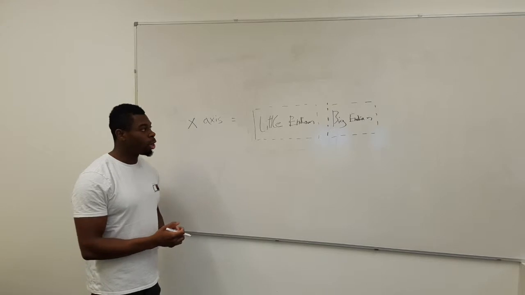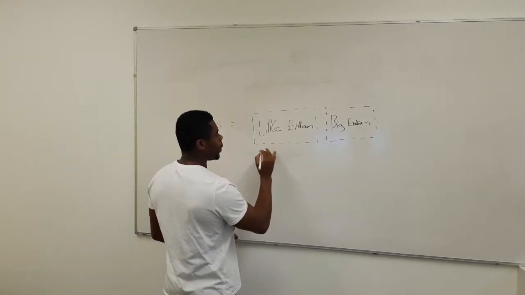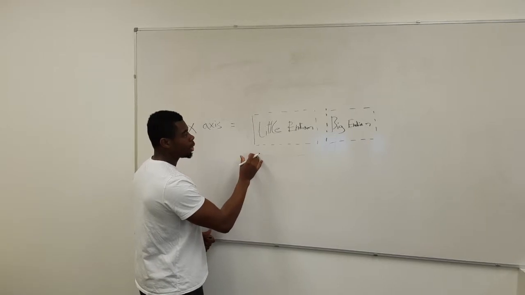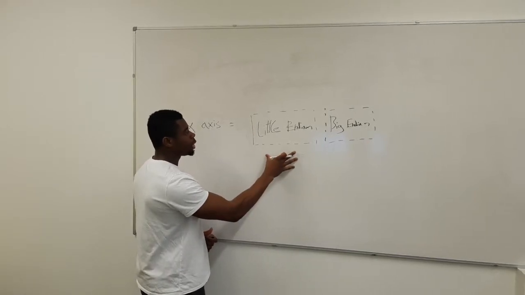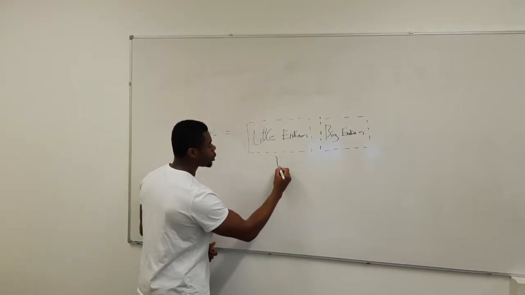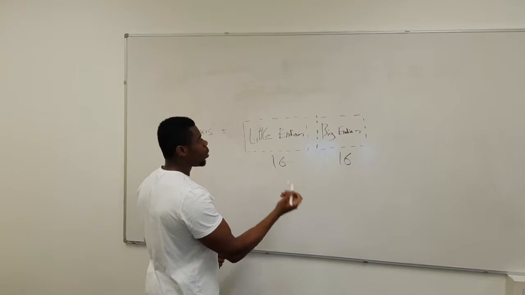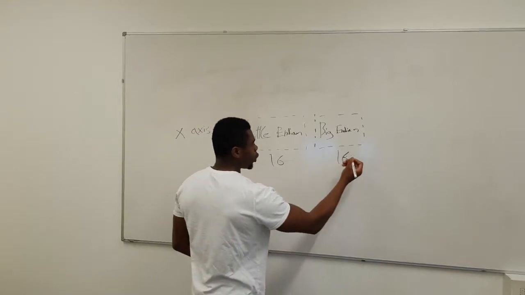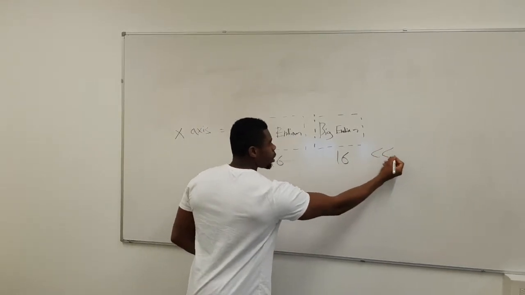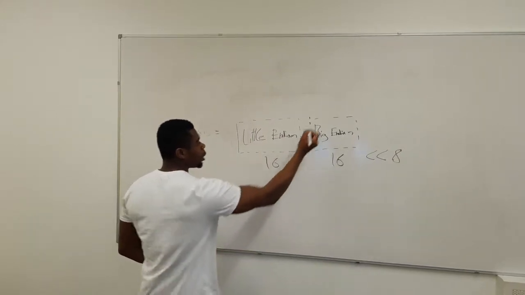So the way that we solved this problem was that the least significant and most significant bytes were 16-bit values. So to get them in the right format, what we had to do was to shift by 8 bits for the big endian.